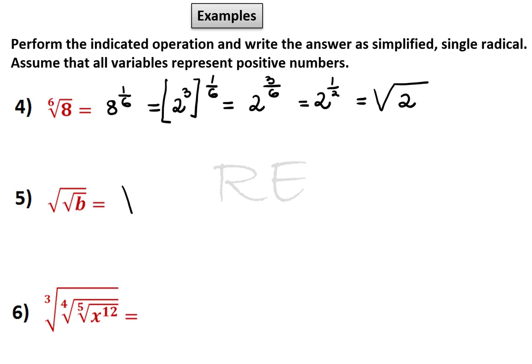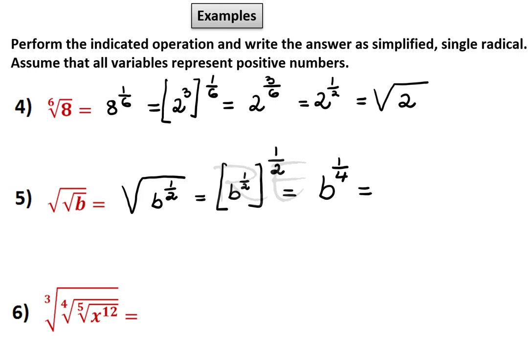For 5, we have the square root of the square root of b. And square root of b is b to the 1/2. The square root of b to the 1/2 is b to the 1/2 to the 1/2. And our answer is b to the 1/4, which is the fourth root of b.